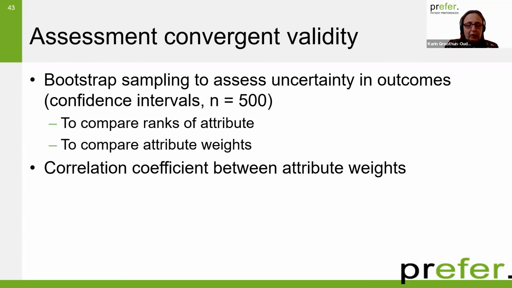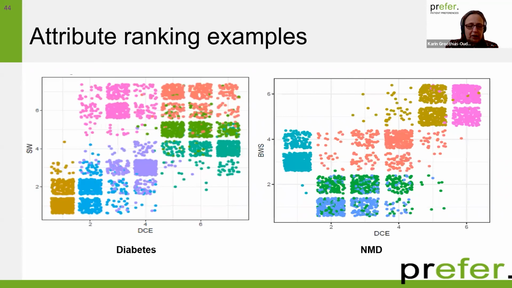By doing this multiple times, for example, 500 times as we did, you can see the spread in the outcome, and you can construct confidence intervals, and then you can compare the outcomes not only as point estimates, but also by taking the uncertainty into account. As we have for each sample then the specific outcome for both the DCE and the other methods, we could also calculate the correlation coefficient between those outcomes, which would give a measure of association and an indication of the convergent validity. Next slide, please.